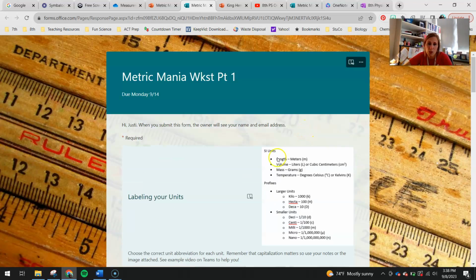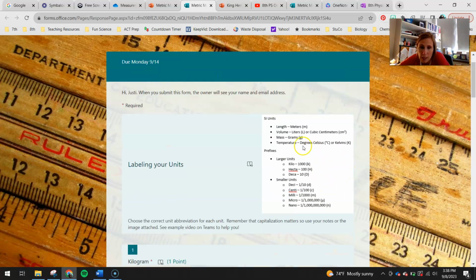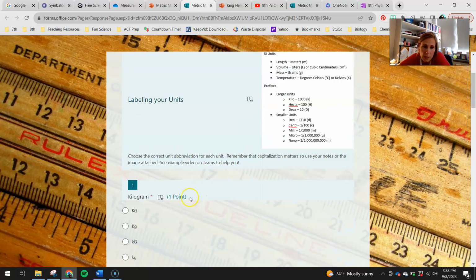Okay, and you have two parts to this assignment. In your first part, you're going to be using this first set of notes that you posted in your OneNote today to help you figure out the correct way to write the abbreviations for these different metric units. So you can see here's length in meters, lowercase m, volume in liters, capital L, or you might see cubic centimeters. Mostly it'll be capital L for liters though. Mass in grams, lowercase g, temperature in degrees Celsius, or you might even see kelvins. You will also see all the abbreviations down here: kilo, hecto, deca, deci, centi, milli, micro, and nano. Okay, so if you look, it's going to ask you what's the proper abbreviation for kilograms.